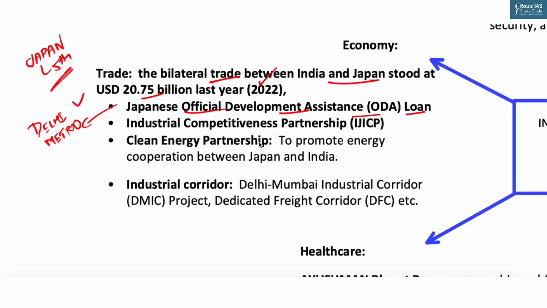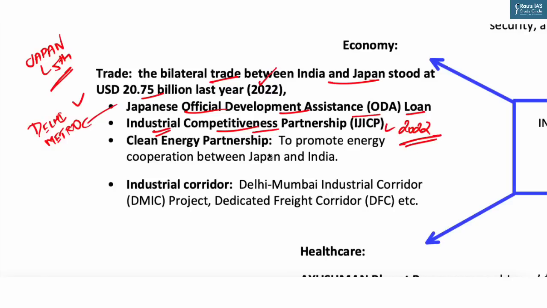Moreover, India and Japan have an industrial competitiveness partnership, that is IJICP, under which both countries are cooperating to promote industrial cooperation between the two countries. Also, a roadmap under the India-Japan Industrial Competitiveness Partnership was launched at the annual summit held in New Delhi in March 2022.